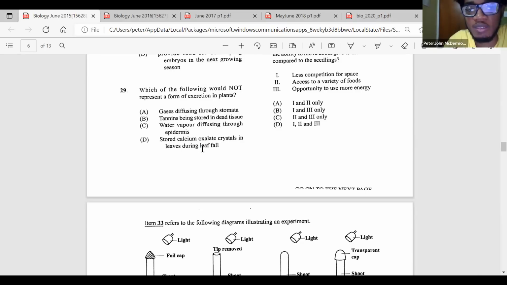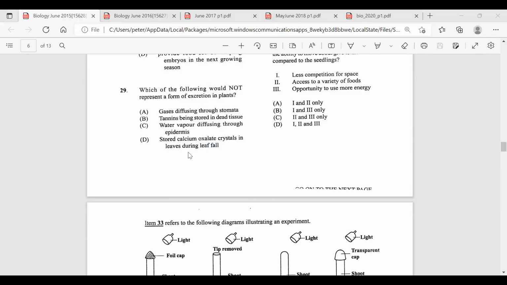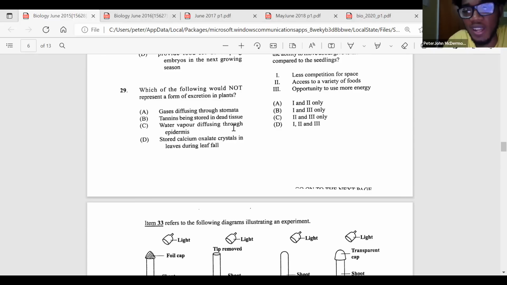Leaves. Do leaves typically drop their leaves at some point or another? Yes, sir. Yeah, they do. So we know that the leaves typically fall off, right? Calcium oxalate crystals. I don't know if leaves have calcium oxalate crystals in there, but what do I know? I do know that leaves do fall eventually. So comparing B, which I know nothing about, versus D, I know leaves do fall. Maybe they do contain calcium oxalate crystals, but I know that they do fall.